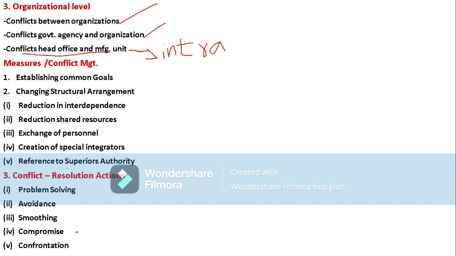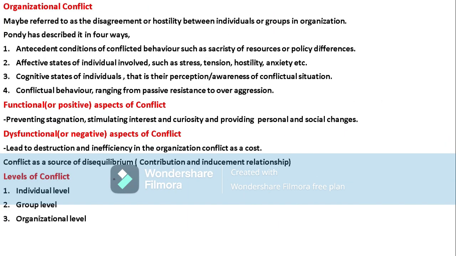Why? Because this strategy results in a win-lose situation. One party wins, the other party loses. The parties concerned may settle their score by applying their strength against each other. So here, whoever is the stronger will win and the other will lose. Confrontation may be used for organization development and increasing organizational effectiveness. So this is about the conflict resolution actions. So this is all about organizational conflict.